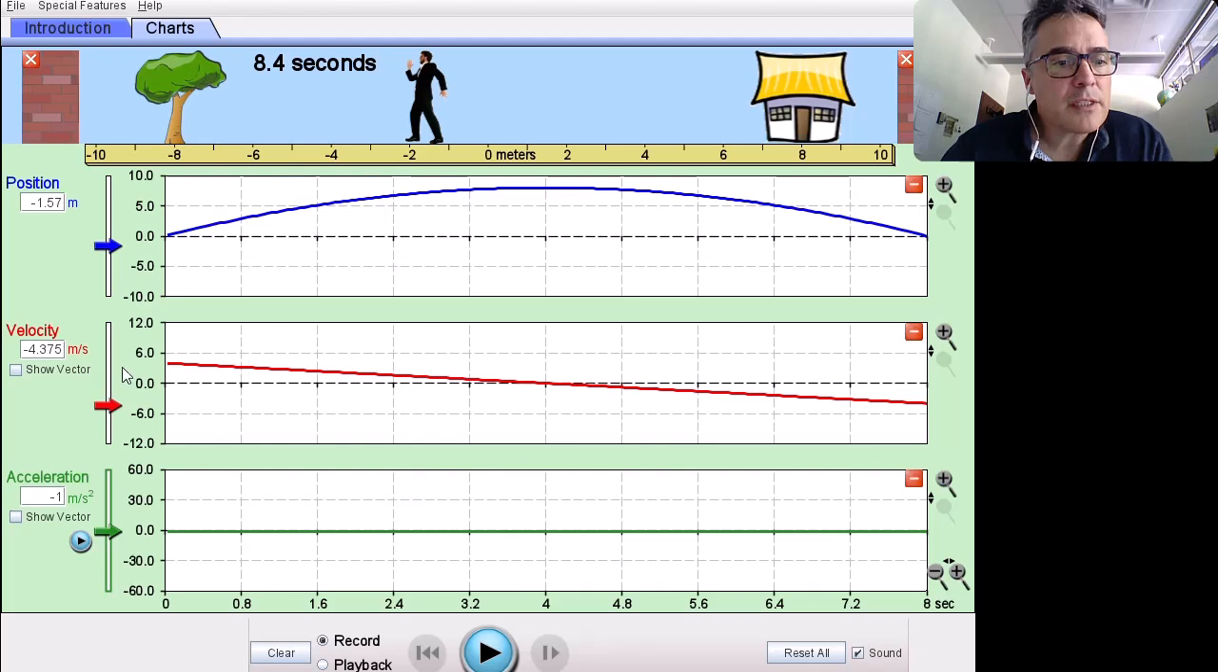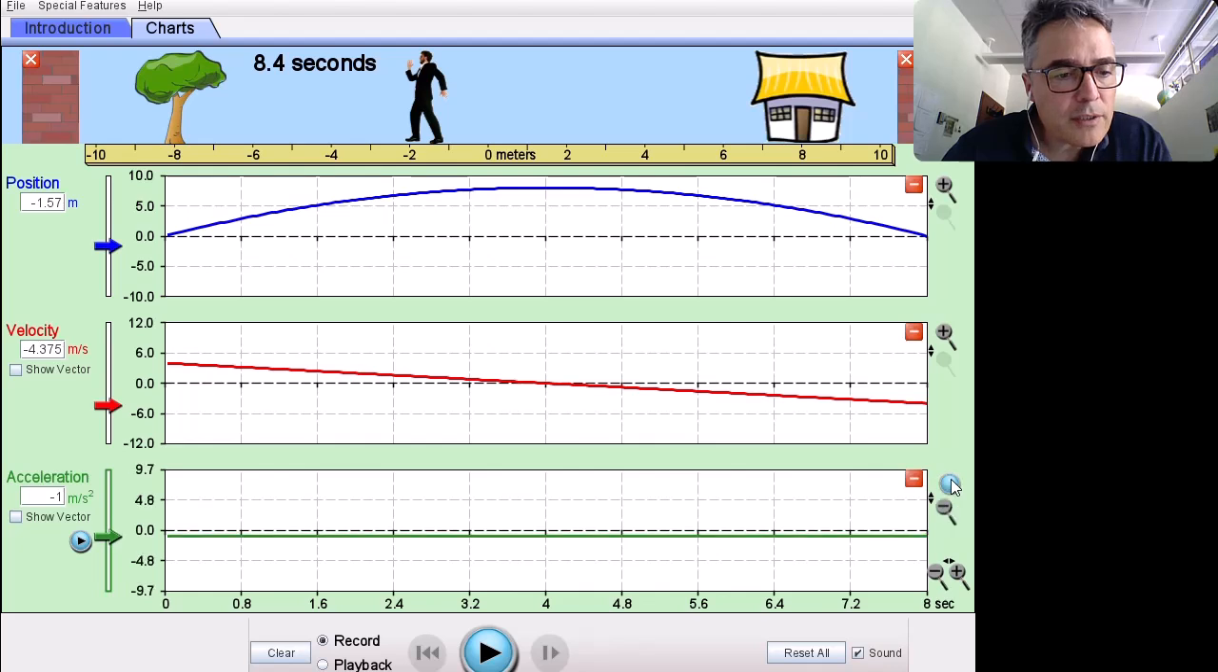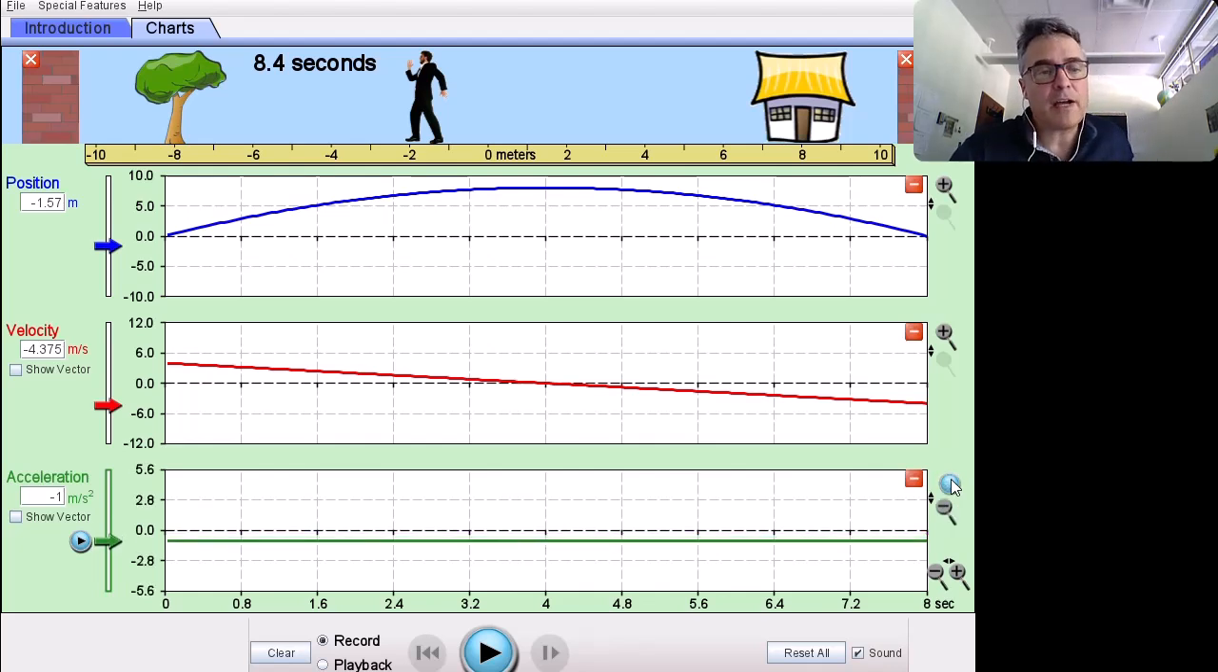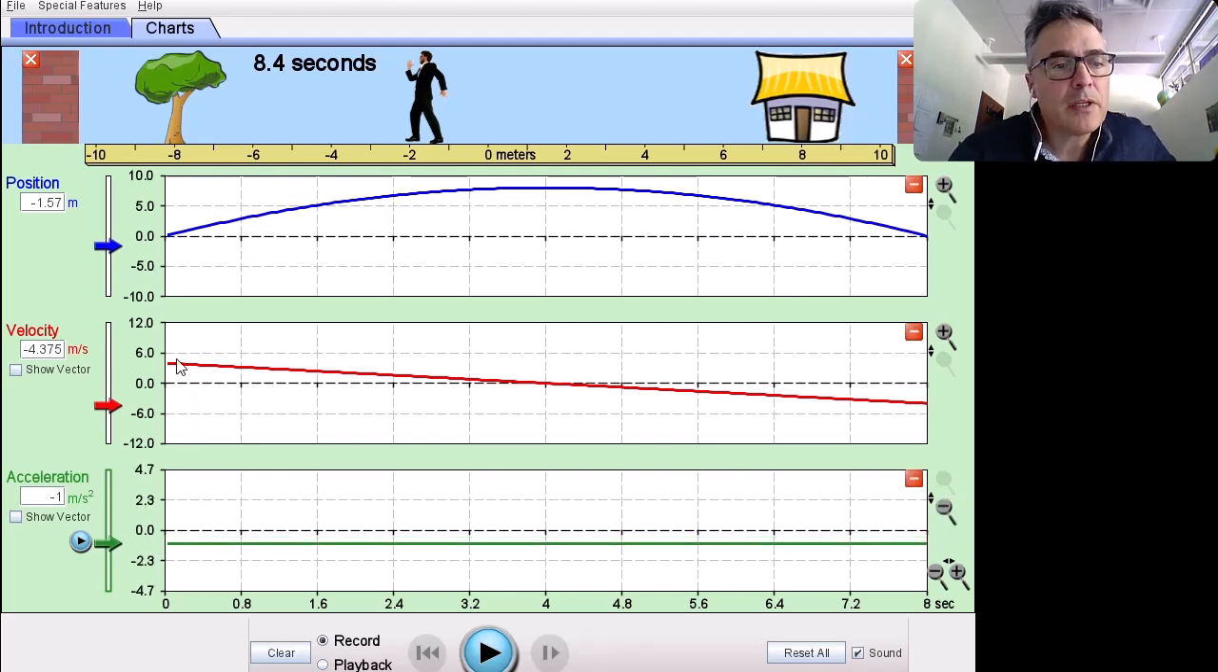You can see the velocity starts at +4. And let's zoom in on the acceleration. The acceleration is a constant value of -1. So for every second, he loses 1 meter per second of velocity. It goes through 0. This is the turning point when he turns around at the house. And that happens when he's the farthest to the right that he can possibly get. That's about 8 meters. Then it turns around.